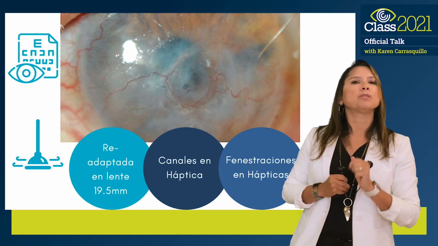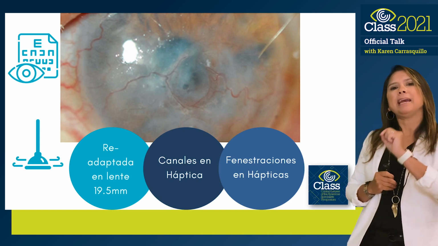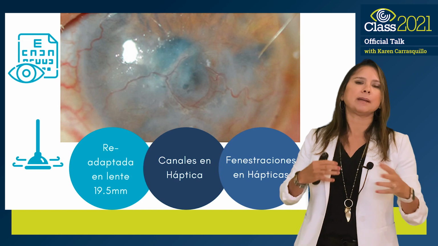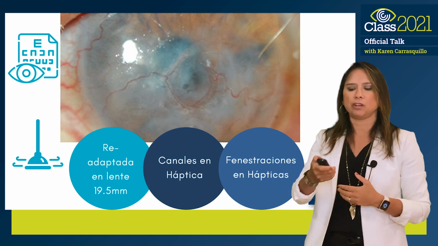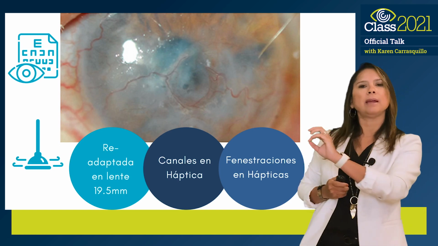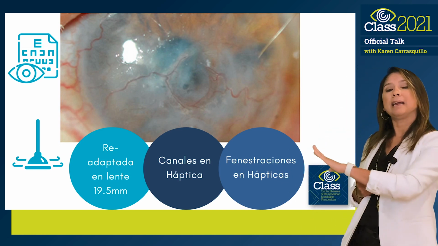We do not add fenestrations in the optic zone because that will give me a bubble. And in the case of such dry corneas, these bubbles can exacerbate the symptoms of dry eyes. And so we defer the use in these cases and reserve the fenestrations for the scleral rest zone or the haptic zone.